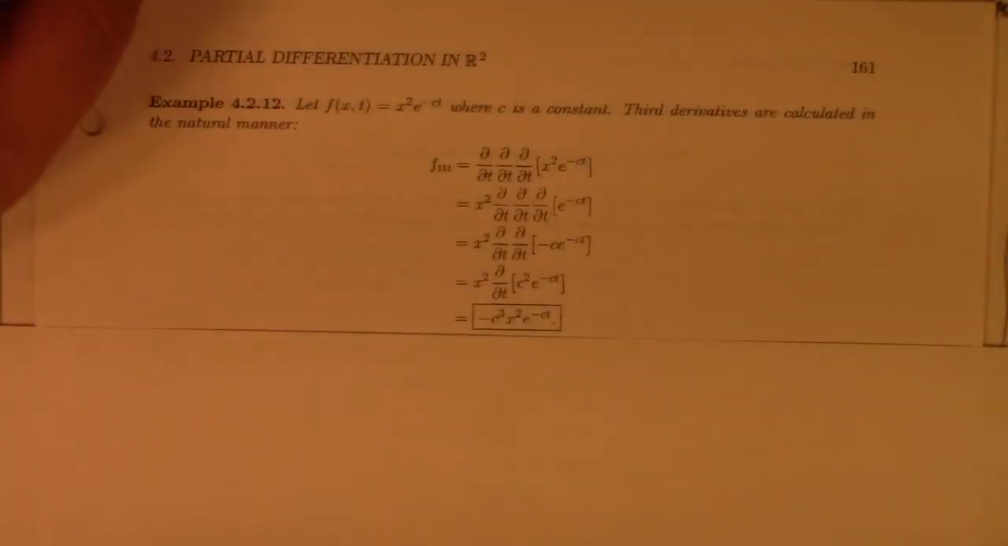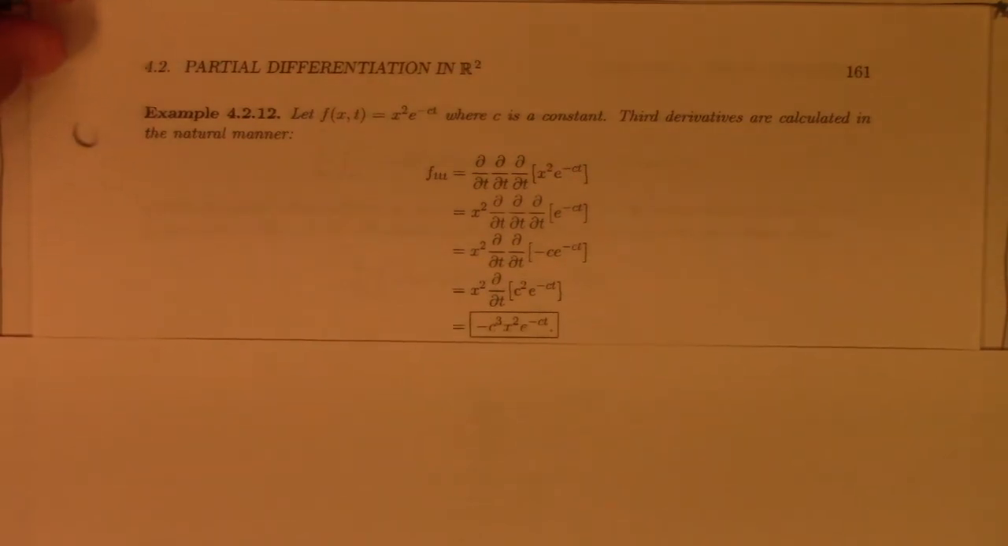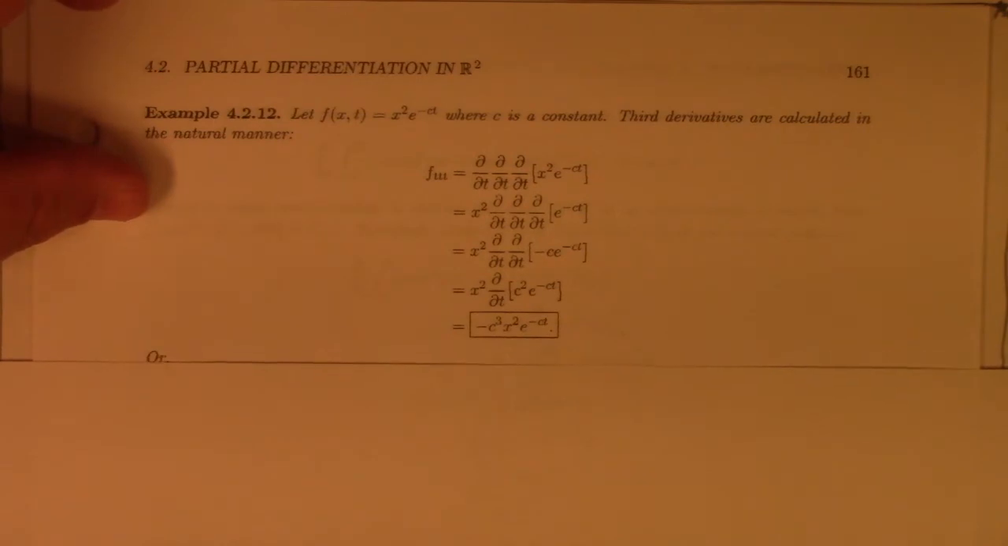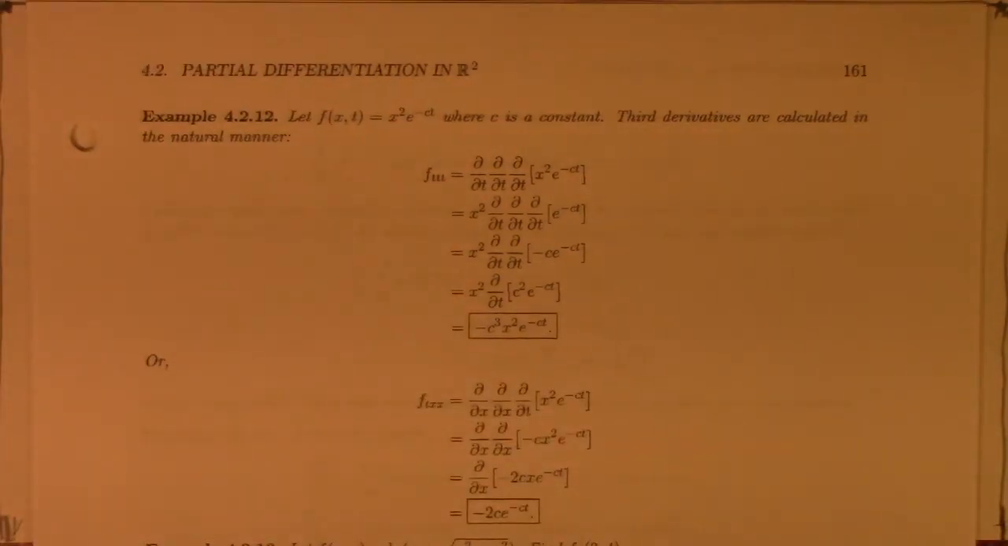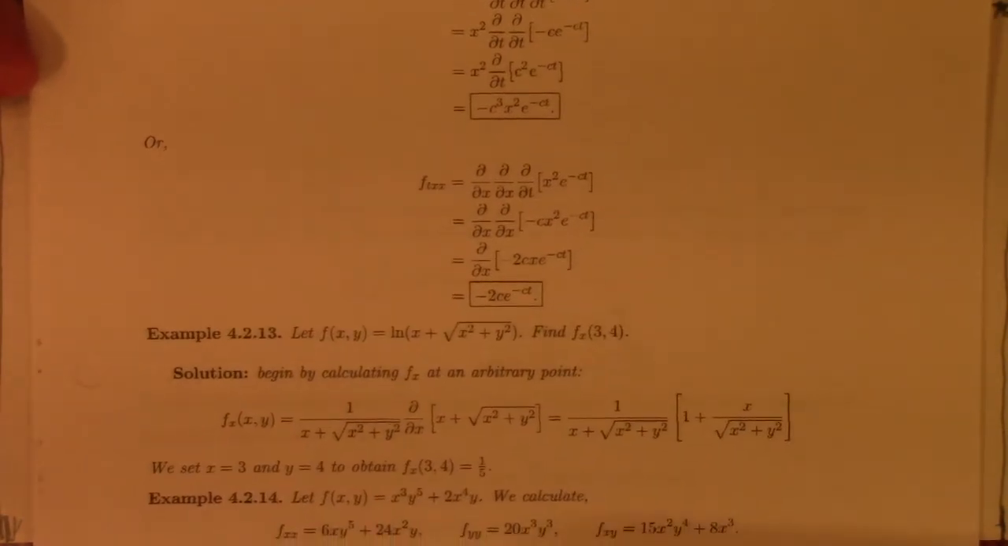Here are some third partial derivatives of a function of x and t. So if we can play this game with respect to x and y, we can play it with respect to other letters. All right, that's what this example's about. And here's a derivative with respect to t and then x and then x.